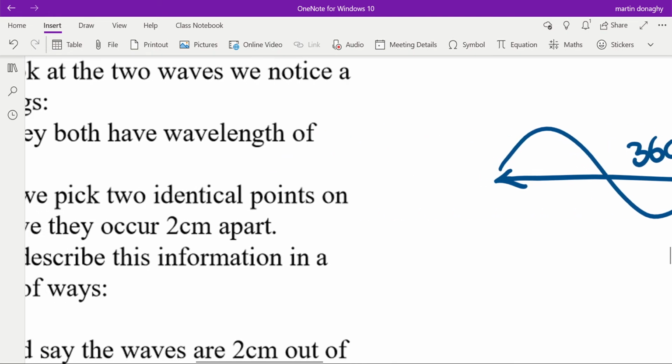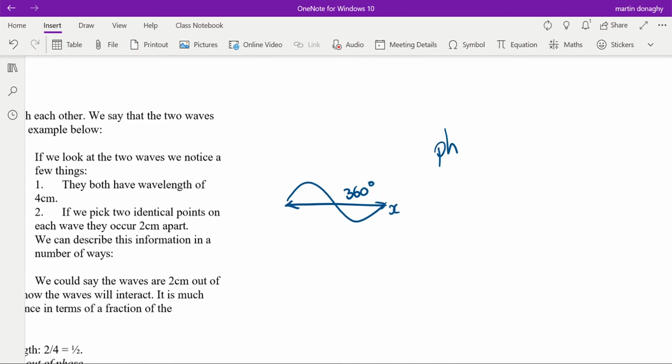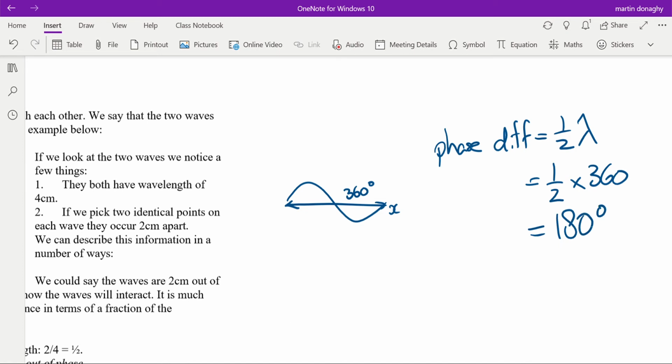So what we can do with this half a wave is we can say the phase difference is half a wave. However, I can say that a full wave is 360 degrees, therefore half of 360 degrees is 180 degrees. So, rather than saying it's half a wave out of phase, I can say it's 180 degrees out of phase.